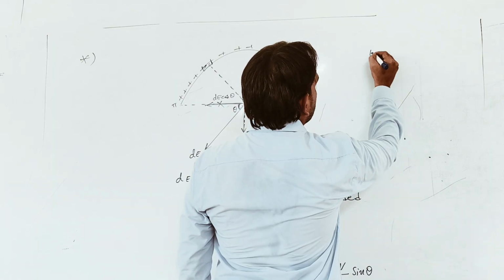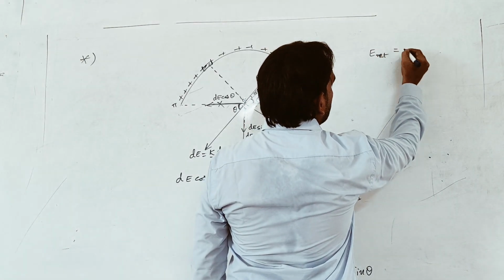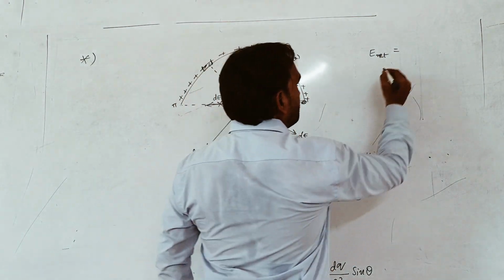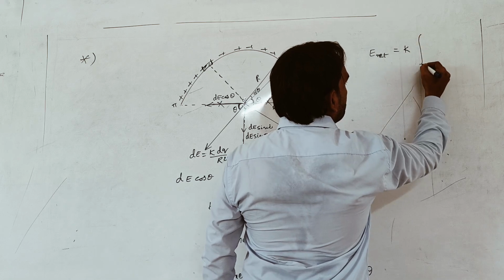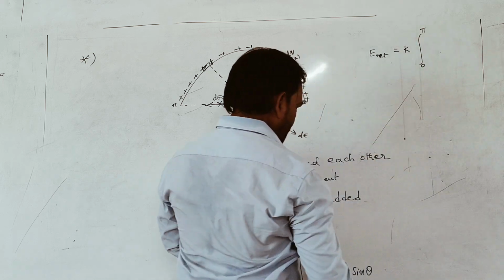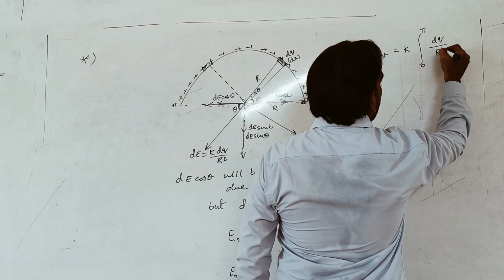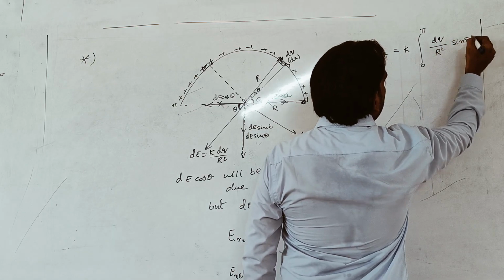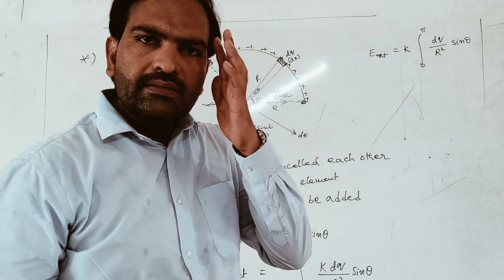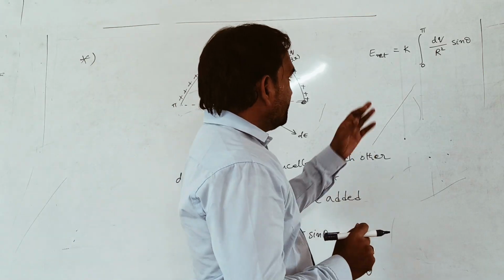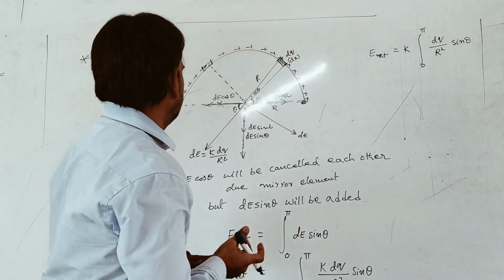Therefore, how can you find E net? K is a constant, removed from this integration. So from 0 to pi, you get the integration of dQ by R square sin theta. Okay, students, and next, what is dQ? Already we discussed it.